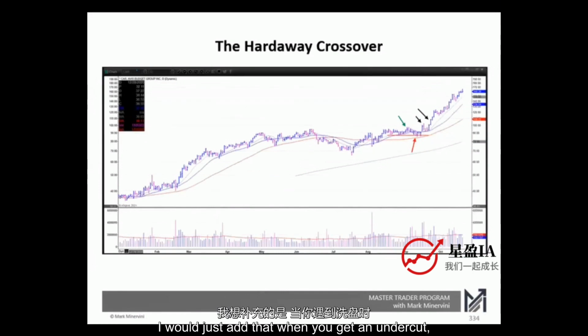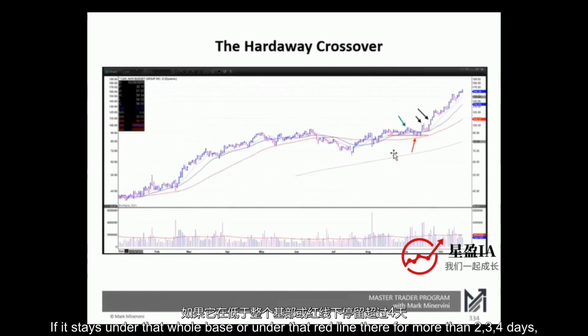Yeah, I would just add that when you get an undercut, and you can see that's an undercut of a couple of weeks, you want the stock to come back very quickly, because you want to see that there's demand there.